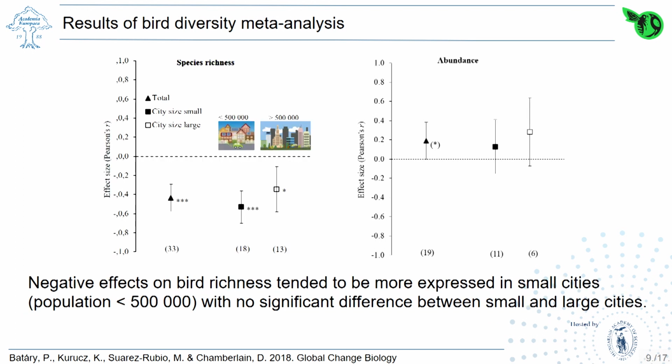We also tested some moderators, which are environmental variables. We just classified the cities where this data originates as small or large, based on the cutoff value of 500,000 people. And we basically did not find a difference between them. There was a slight tendency that smaller cities are more exposed to the urbanization process for the birds, but no real difference between small and large.